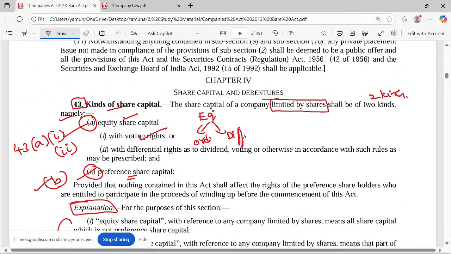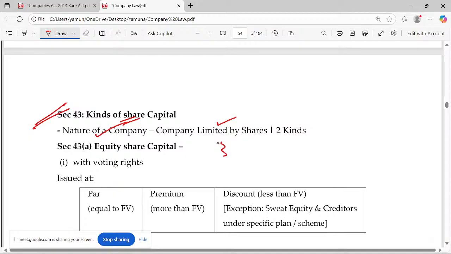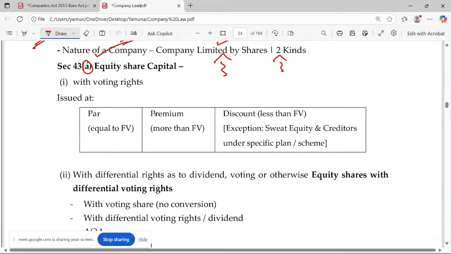Now you know the Bare Act, right? The share capital of a company limited by shares shall be of two kinds. But how I have presented here: it's applicable for a company limited by shares, with two kinds. So this is how we can frame the sentence. You cannot directly mug up from the Bare Act, but you can apply all the section numbers. So what does Section 43, subsection A say? Equity share capital with voting rights. I have added some extra content.